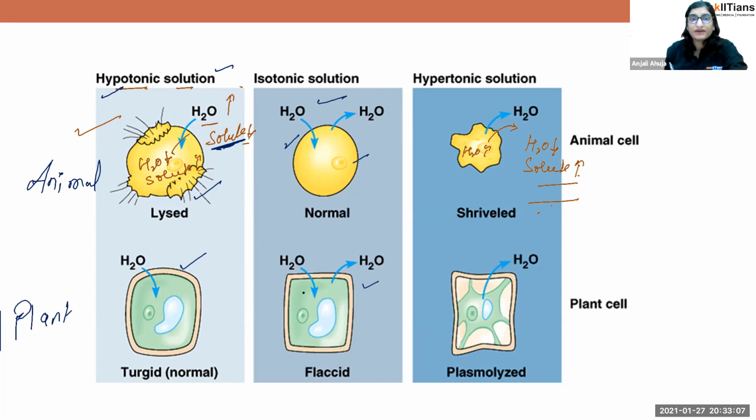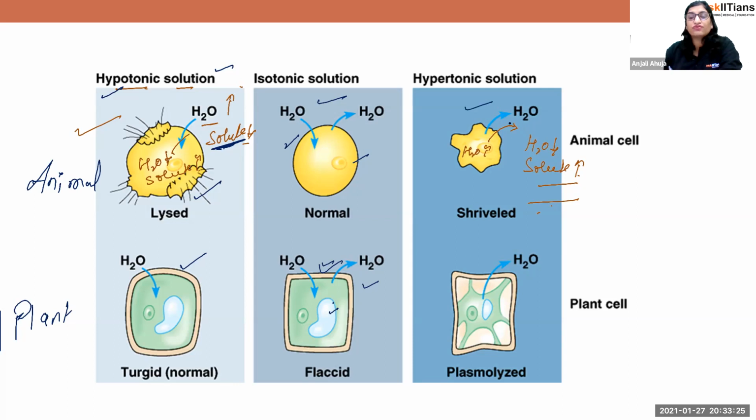Now, guys, if you take a look here at the isotonic solution, this is like a normal cell, but in the plant cell, the cell has become flaccid. It means all the material is present at the center, but it is not able to push the wall, because water is moving in and out, and that's the reason all the material is just condensed at the center. But now talking about the hypotonic solution here.